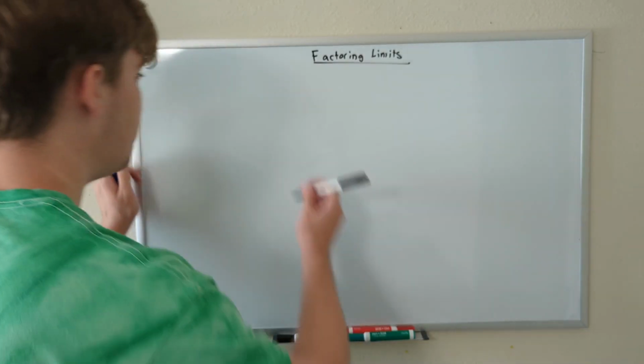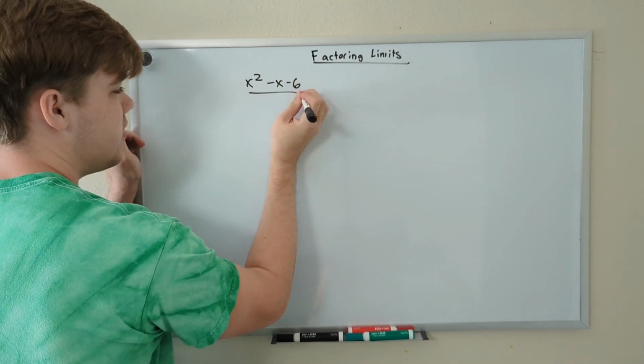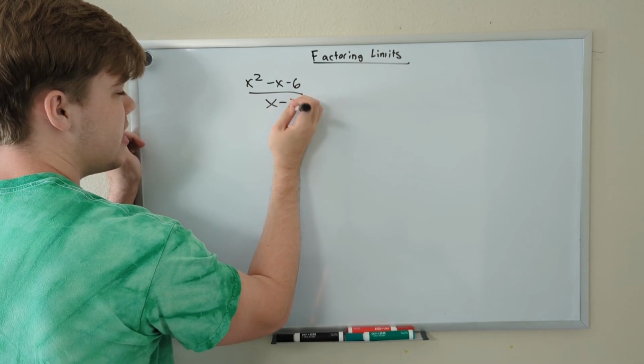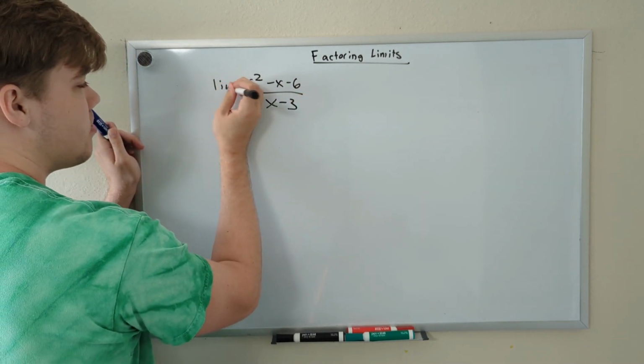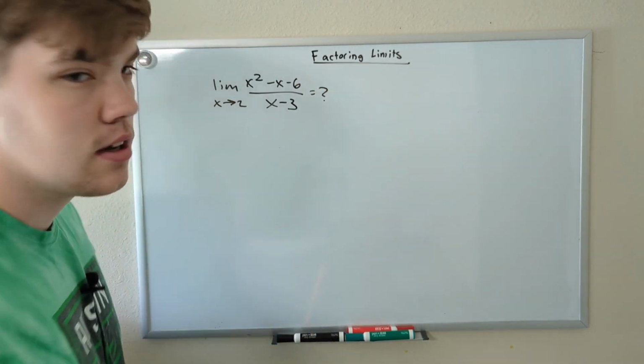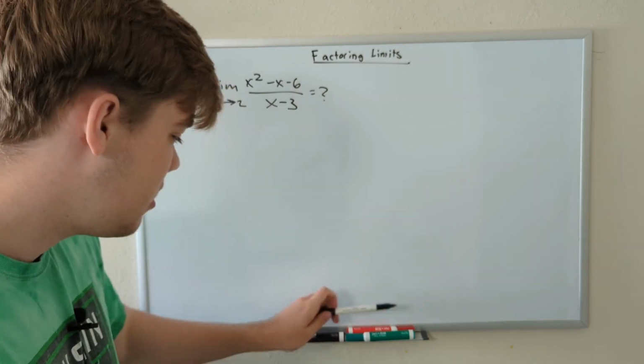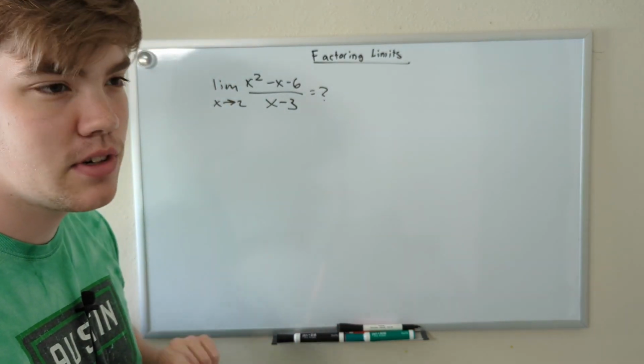Our first example will be x squared minus x minus 6 divided by x minus 3. What is the limit of this problem as x approaches 2? What is that equal to? Now, at first glance, this is a lot of math that we just don't really want to do. But we can make this a lot simpler really quickly.